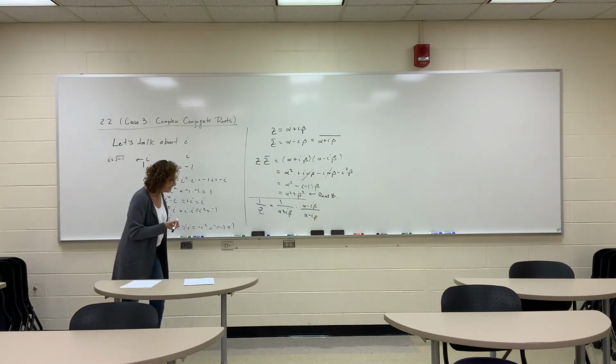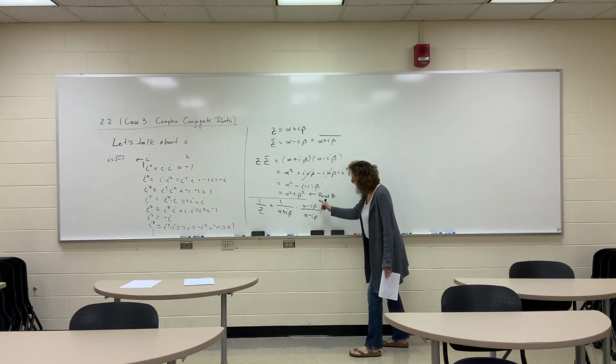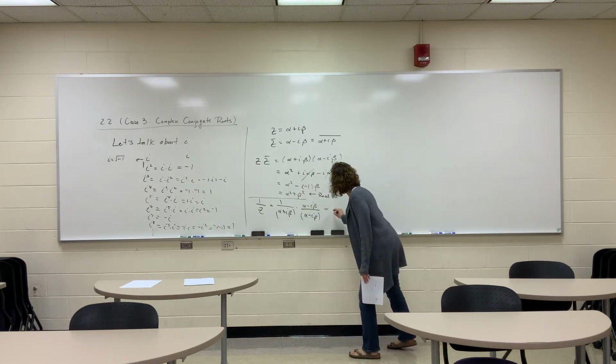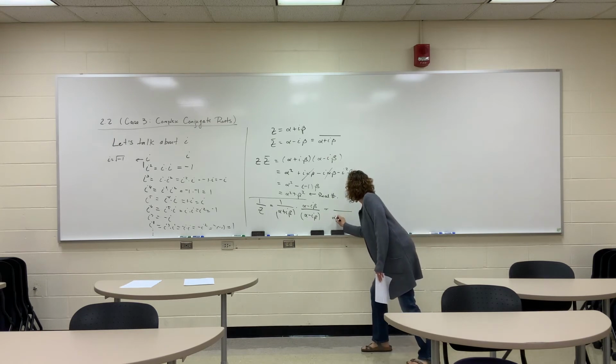If we multiply by that, what did we just say? You've got to multiply by 1. Whatever you do to the top, you have to do to the bottom. So we pick the complex conjugate so that the bottom becomes what? Good, alpha squared plus beta squared, a nice real number.